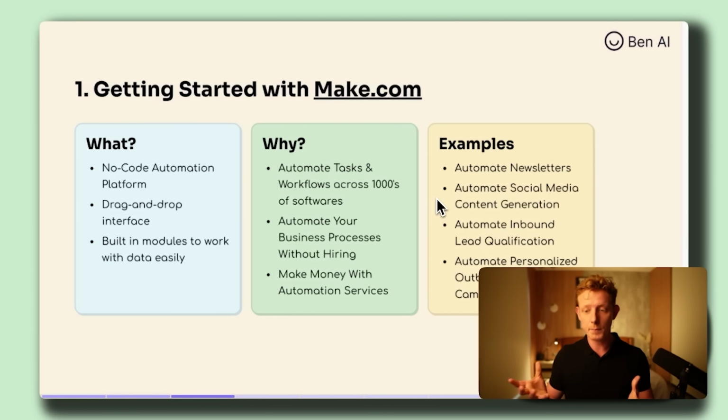Right. Some examples of automations we use in our business are automating newsletters, social media content generation, inbound lead qualification, and personalized outbound email campaigns, but we do lots more. And in today's age with AI, you can really automate almost any process or workflow you can think of.